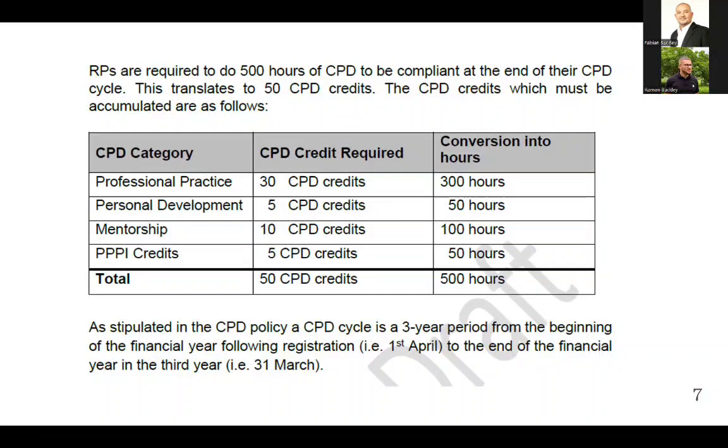So if, for example, you are newly registered, let's say within this year, then your cycle will start from the 1st of April 2025 until the 31st of March 2028.